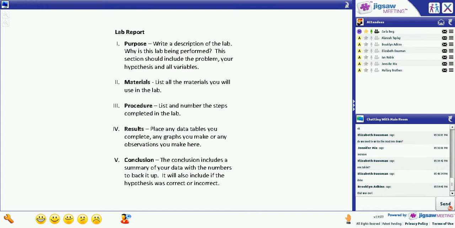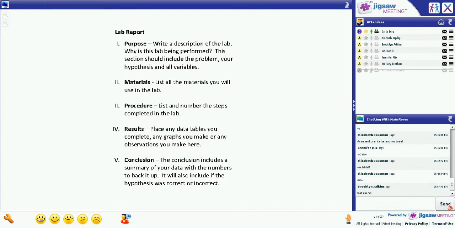Okay, it has 5 Roman numerals on it. And these are the 5 steps to the lab report I would like you to write. You can type your lab report, or you can handwrite your lab report. If you handwrite your lab report, you'll need to either scan it to me, or you can take a picture of it with your camera and send me the pictures so that I can read it.